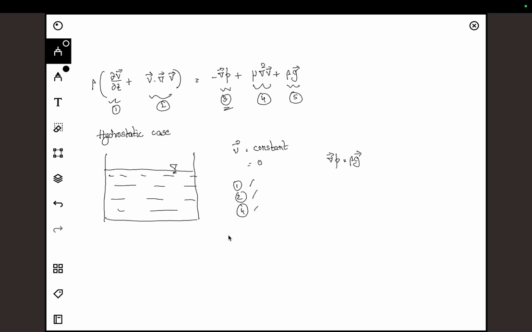So in one dimension, in this kind of scenario where you have only one thing, if I put my coordinate axis as y, then del p by del y, g will be in the opposite direction, so it will be minus rho g. If you integrate it, you get your hydrostatic case where p equals rho g h. This is the hydrostatic case. Basically, I just want to show that you need to know what terms you are considering.